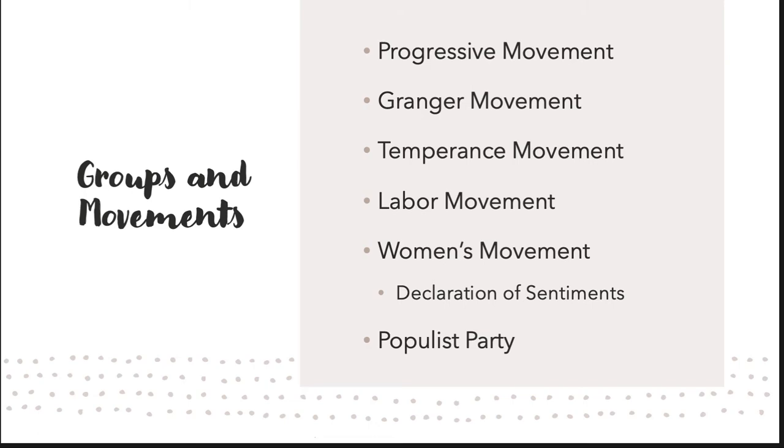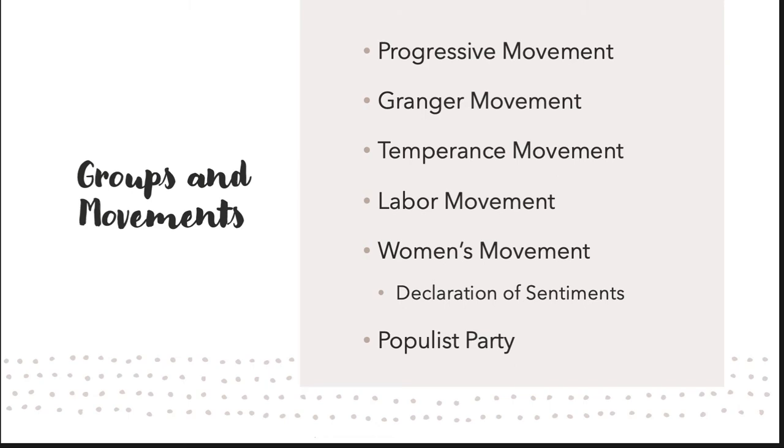Women's movement, the women's suffrage movement, getting the right to vote. Remember the Seneca Falls Convention. We get the Declaration of Sentiments, where women came together in Seneca Falls, New York in 1848 to write down the rights that women were owed, the fact that women were to be considered equal to men.